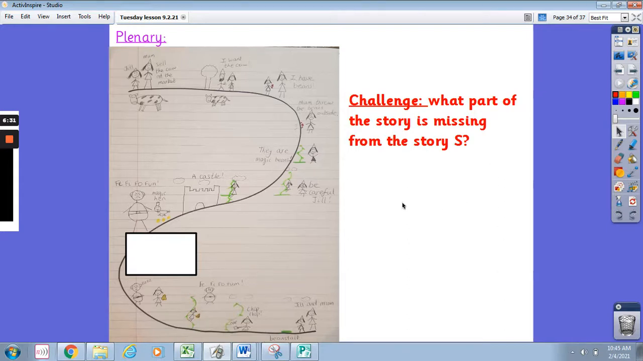This is going to be a little challenge before you go off to start your learning. I want you to have a look at the story S and think, what part of the story is missing? Can you work out? Have a look at what's happening before and after. Well done. It's the part where the giant has his golden harp and he's saying fee, fi, fo, fum.